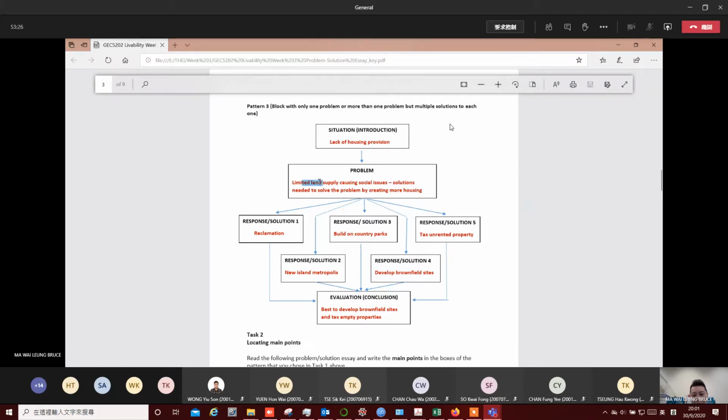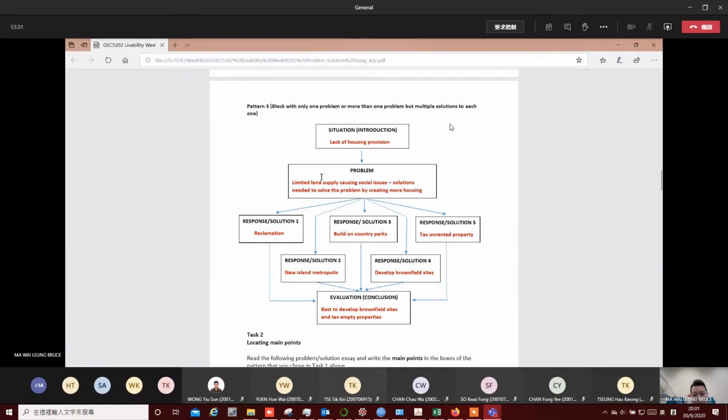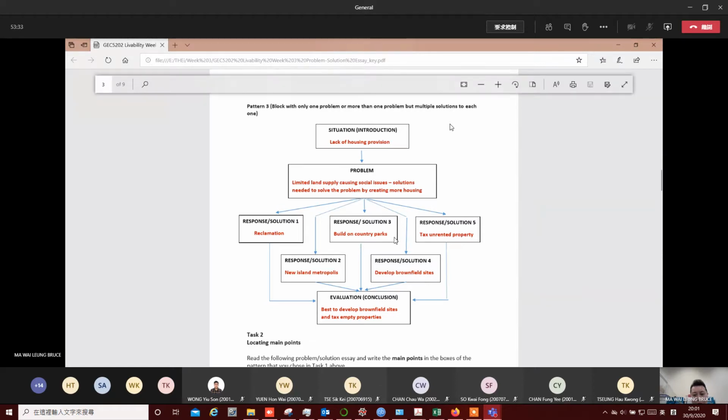Problem, limited land supply, causing social issues. Therefore, we need some solutions to solve the problem. What are the solutions? Solution 1, 2, 3, 4, 5 solutions. And lastly, evaluation: which one is the most feasible one? Best to develop brownfield sites and tax empty properties. So I would recommend that before you start your writing, or when you brainstorm and generate your ideas, you can use a table like this, a flow chart like this, to begin with. All right, any questions?